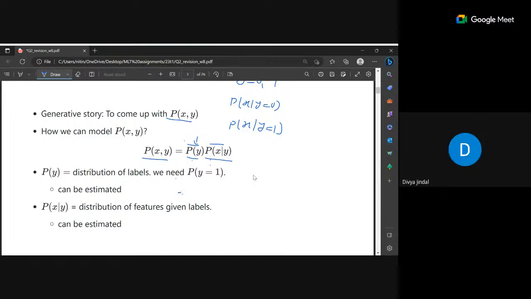Could you just write down the example you just said? Yeah, we'll come to the example. Just let me explain this, and we'll come to this example.